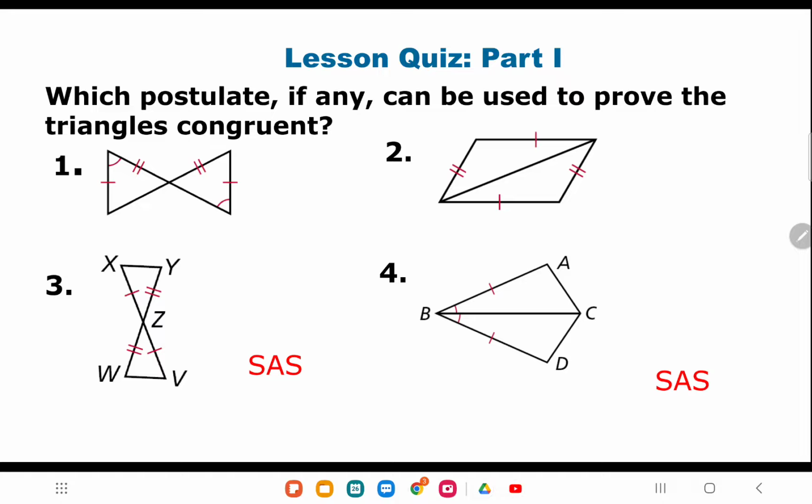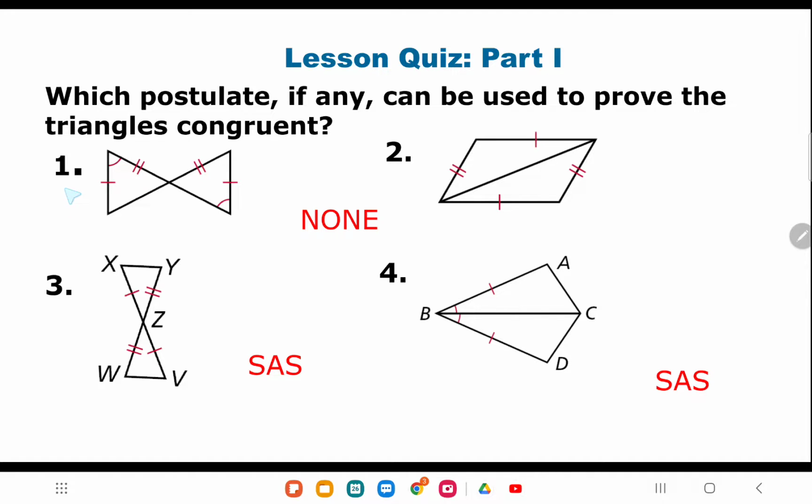Okay, so looking at a couple of these, we see right here on 3 and 4 that we can prove that these triangles are congruent by side XZ and ZV, angle, the vertical angles XZY and VZW, and side, ZW is congruent to ZY, so that's a side angle side. We have another side angle side here in number 4 with the shared side at BC and the reflexive property.